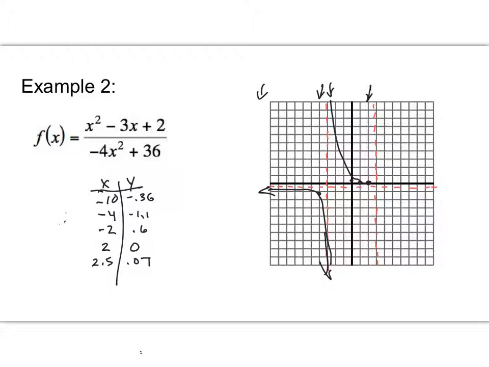Okay, so it looks something like this. And then if I check values on this side, I have x equals 4, and then again I want to just double check and do x equals 10. When I plug in 4, I get -0.21-ish, and for 10 I get -0.2.